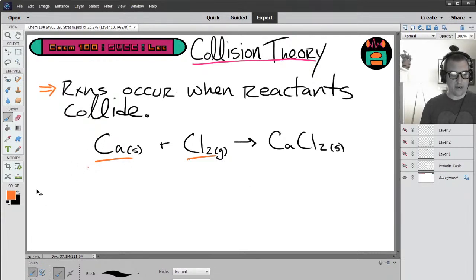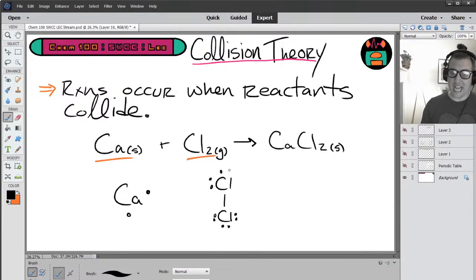What has to happen here for this reaction to occur? We have calcium hanging out with its 2 electrons. We have our molecule of Cl2, which is covalently bonded. And calcium's a solid, chlorine's a gas. If these particles do not collide, no reaction will occur. They have to get close enough to break bonds and form bonds, right? They need to actually smack into each other.